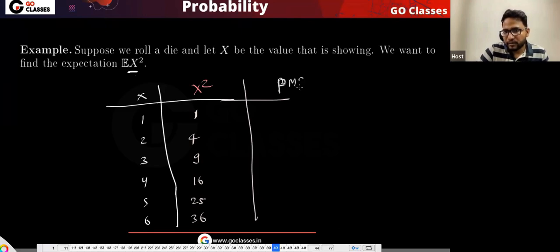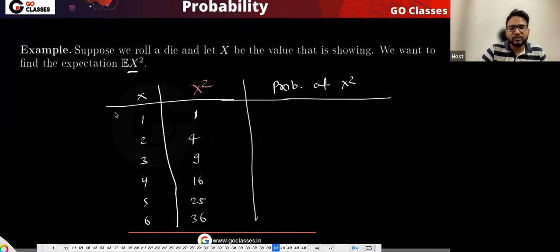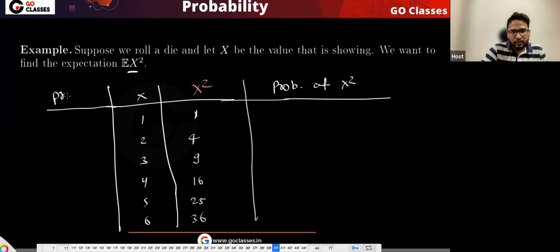PMF of x square. PMF means the probability distribution of x square. If you are not comfortable with writing PMF, let me write probabilities of x square. Tell me what is the probability that x square being 1. It is the same as the probability that x being 1. And what is the probability that x being 1? It is 1 by 6.